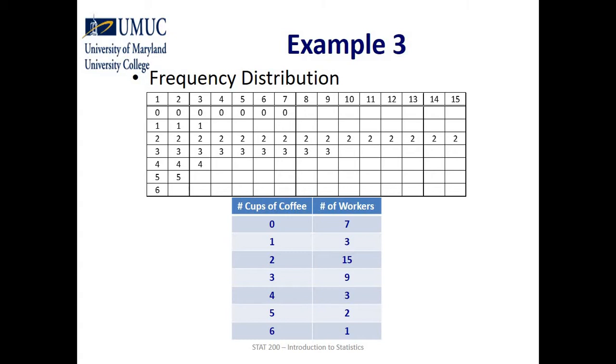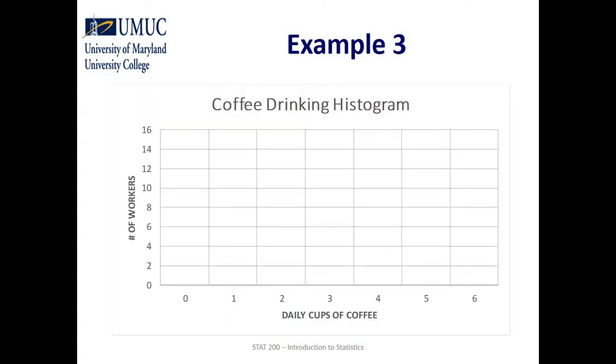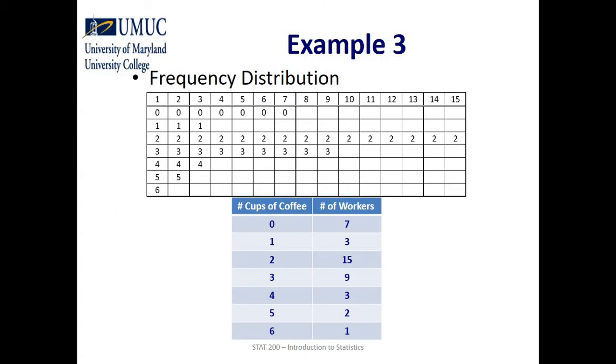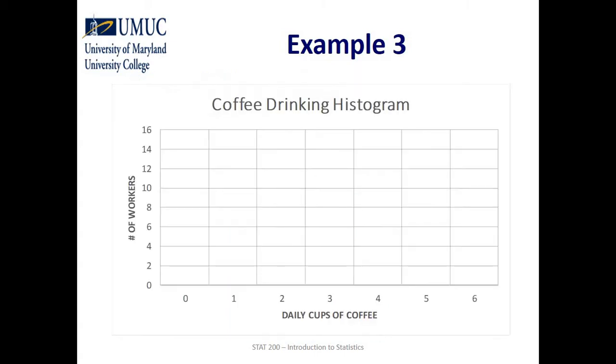Now I want us to create a histogram of this. Okay, so how can we do this by hand? Well, at this point, it should be fairly easy because we have our classes down here on the bottom, 0, 1, 2, 3, 4, 5, and 6. And we have our frequencies right here. So 0 has 7 workers that drank 0 cups of coffee. So how do we do that? We're just going to come right here in the middle to 7, draw that down. Okay, and if you want to shade it, you can shade it. Right, something like this. Okay.